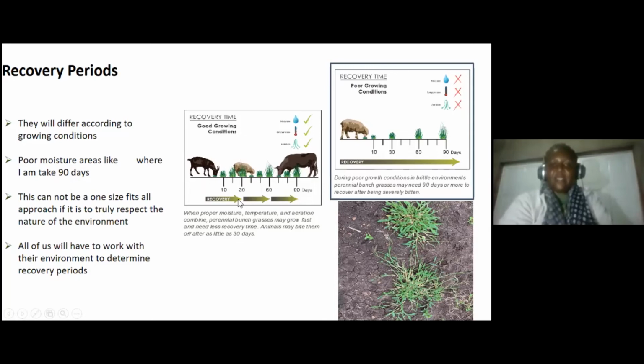You can see between 30 to 60 days, you can go back to the same plants. But for us, you have to go back at least after 90 days. That's when you would have grown very well. And sometimes in the growing season, that's where you have overgrazing.